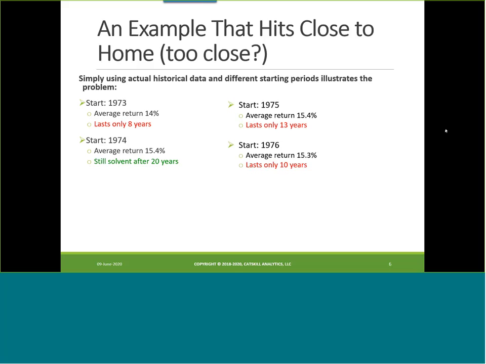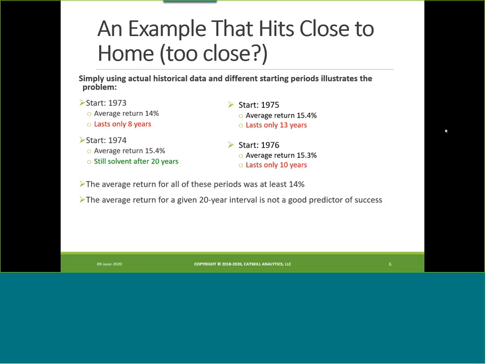So it kind of makes you wonder what's going on. The average return for all these periods was at least 14%. The average return for a 20-year interval is not a good predictor of success, though. Hence, as you can see, three out of the four of these did not last.